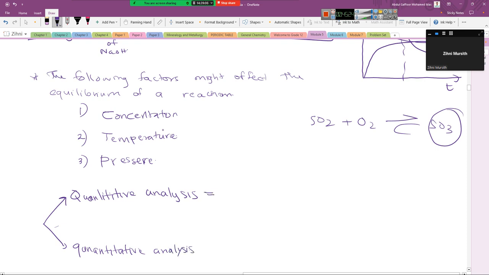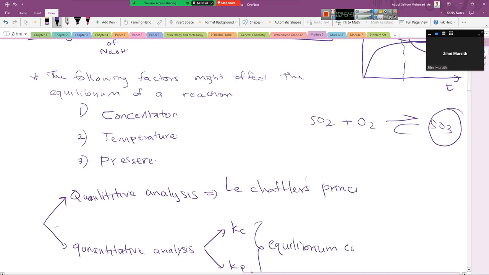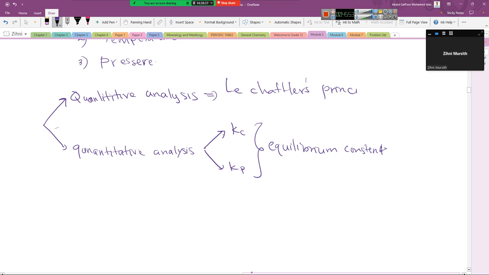Right. So in qualitative analysis, we will study Le Chatelier's principle. And in quantitative analysis, we will be learning about Kc and Kp. These are called equilibrium constants. So here we have two types of equilibrium constants.